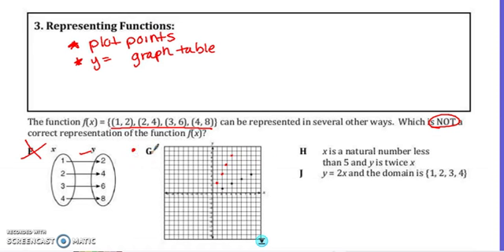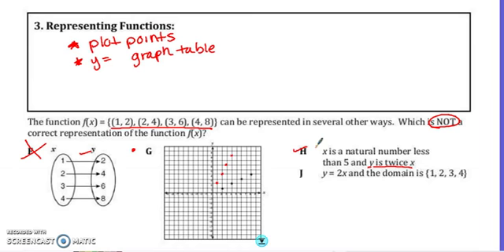H says x is a natural number less than 5 and y is twice x. So are all these x values less than 5? 1, 2, 3, 4? Yeah, they're less than 5. And y is twice x. So twice: 1 times 2 is 2. 2 times 2 is 4. 3 times 2 is 6. 4 times 2 is 8. So that's a weirdly written question, but that is correct.